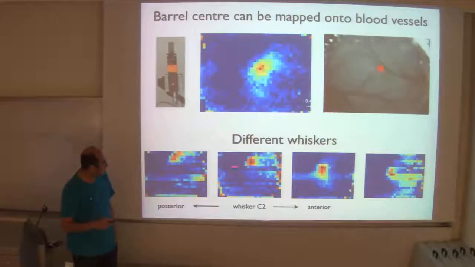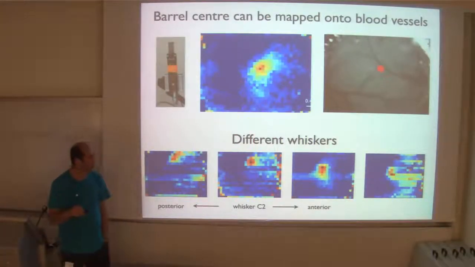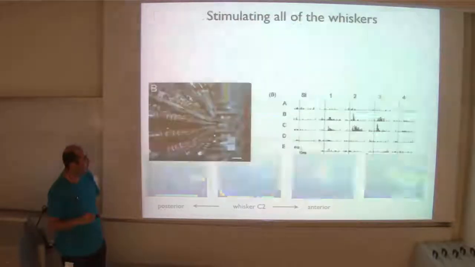And just to make sure that you are in the right location, you can then move to a different whisker, and the spot moves inside the frame. So this tells you that you are above a certain barrel, and then you can even put an electrode there just to make sure, if you want, that you are right.